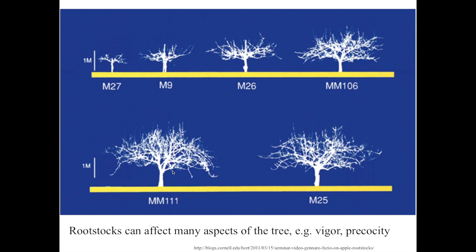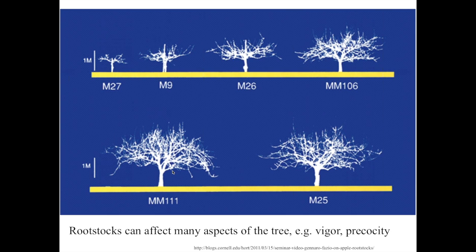Typically, M9, the second most dwarfing one there, is the commercial size of tree. But what the range in rootstocks enables the grower to do is to choose a tree vigor that's more suitable for their own growing environments. So when choosing the variety and the tree to plant, a grower not only has to take into account the scion, but also the rootstock.